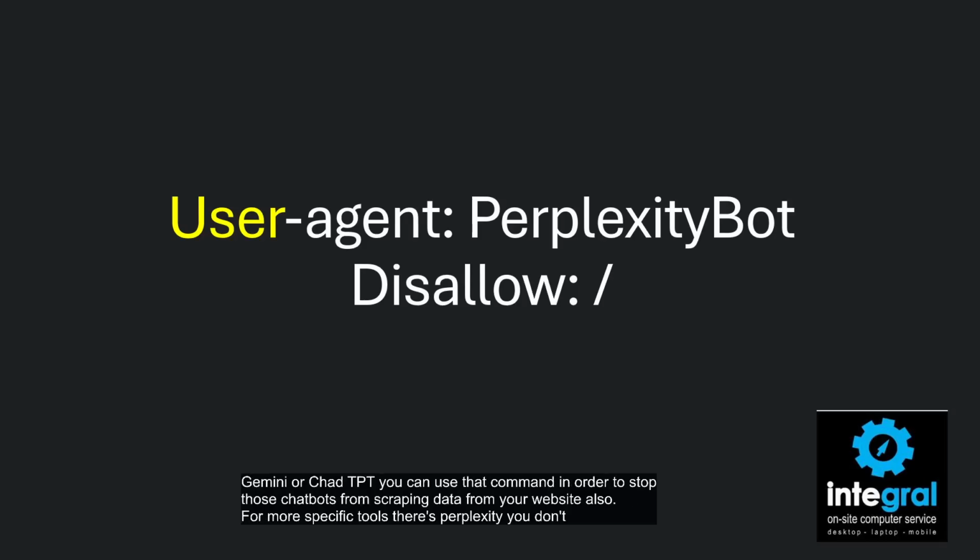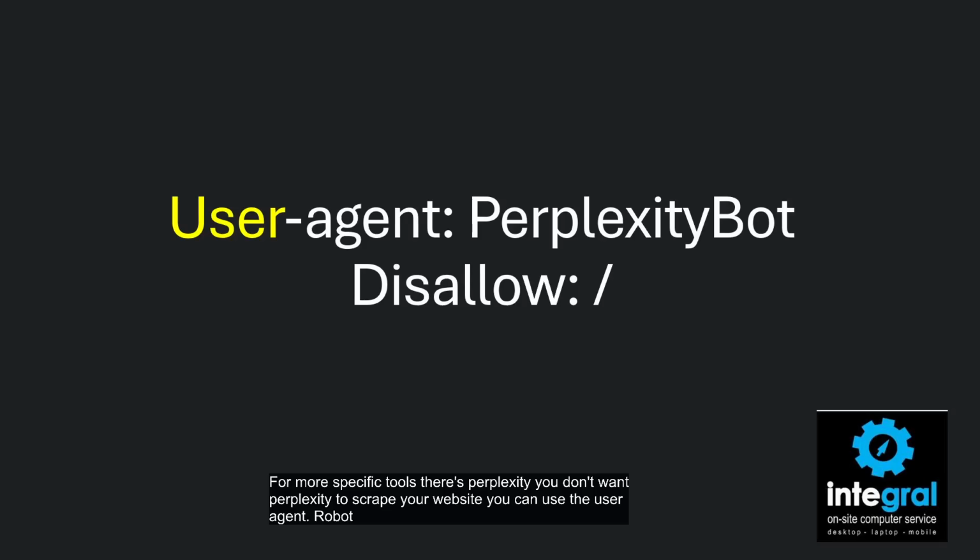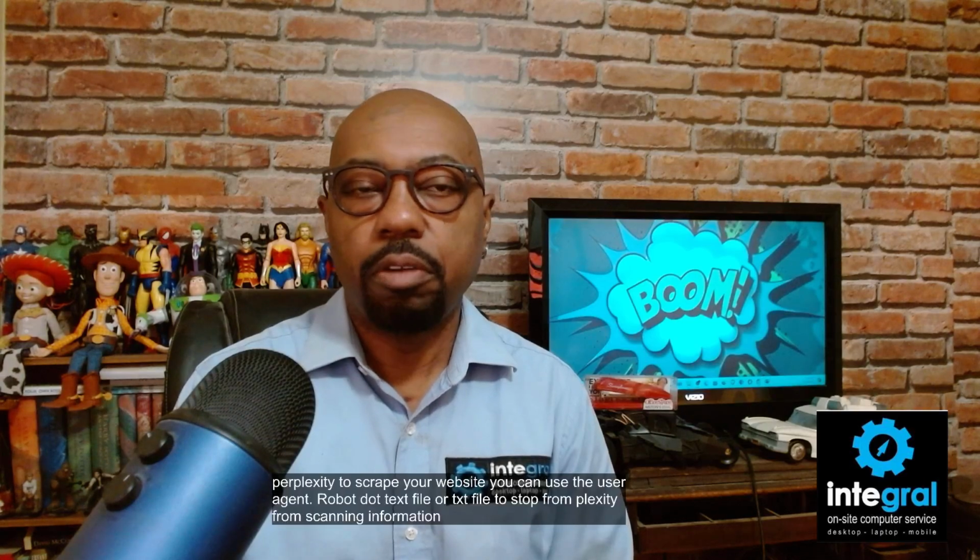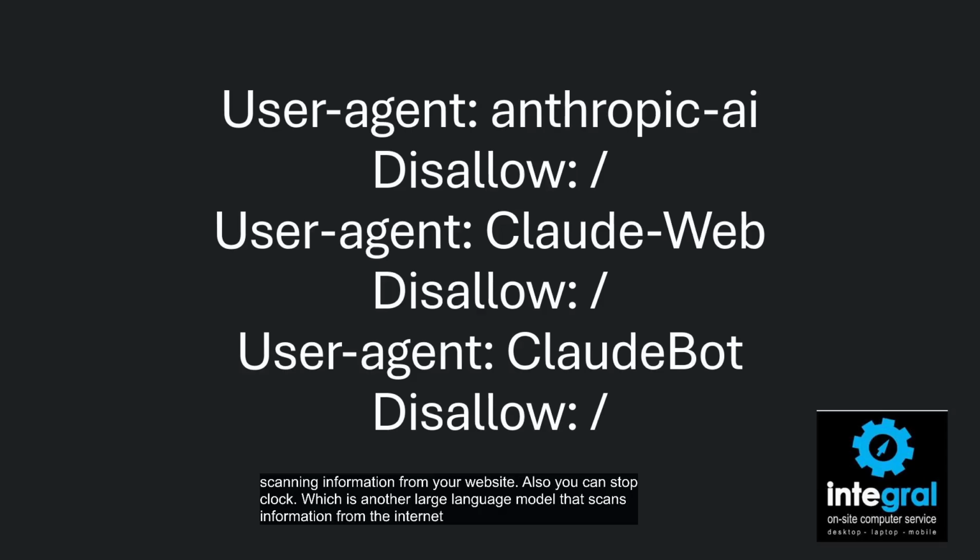Also, for more specific tools, there's Perplexity. If you don't want Perplexity to scrape your website, you can use the user agent in your robots.txt file to stop Perplexity from scanning information from your website. Also, you can stop Claude, which is another large language model that scans information from the internet. And here are the commands for Claude. Now, Claude is created by a software company, Anthropic, but you can also tell it Claude. To make sure that all instances of Claude aren't scanning your website, utilize that command in order to make it happen.